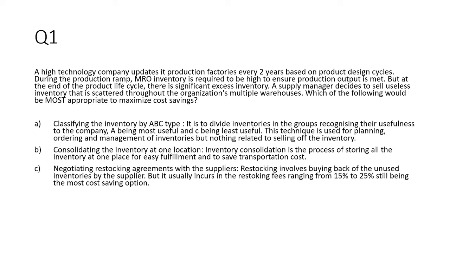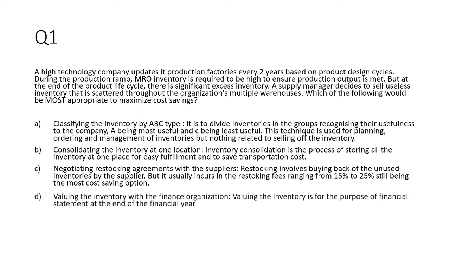Option C is negotiating restocking agreement with the suppliers. Restocking involves buying back of the unused inventories by the supplier, but it usually incurs restocking fees ranging from 15% to 25%. But even after losing 15 to 25% of the original price of the inventory, the supply manager can make the most out of the unused inventories.